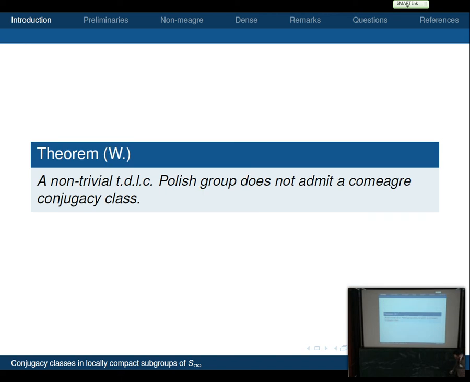Okay, so in the course of this talk, I hope to sketch the proof of the following theorem. A non-discrete T.D.L.C. Polish group does not admit a co-meagre conjugacy class. And this is sort of an example of the structure that you get from a non-trivial T.D.L.C. Polish topology. And this is, I guess, a contribution to this idea that there are general theorems that can be proved about such things.